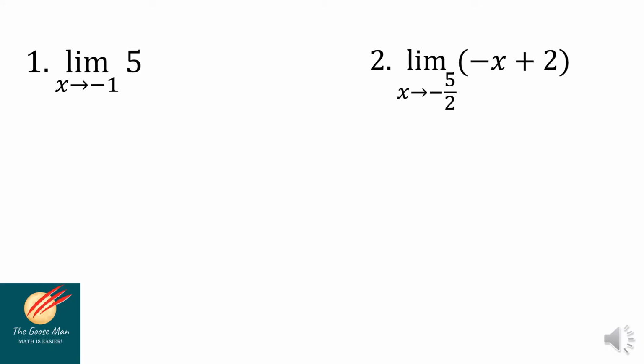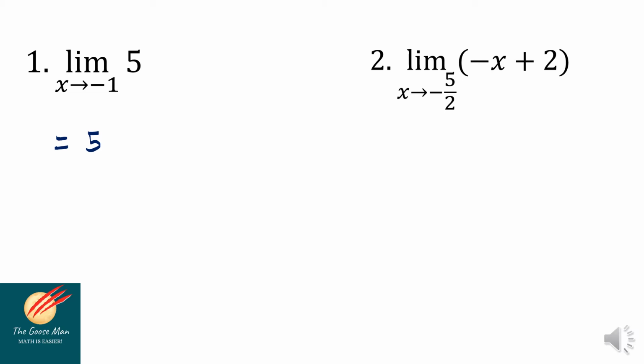So let's have number 1. The limit of 5 as x approaches negative 1. Recall that the limit of a constant is actually that constant. Therefore, the limit of 5 as x approaches negative 1 is equal to positive 5. Next, number 2. The limit of negative x plus 2 as x approaches negative 5 over 2.